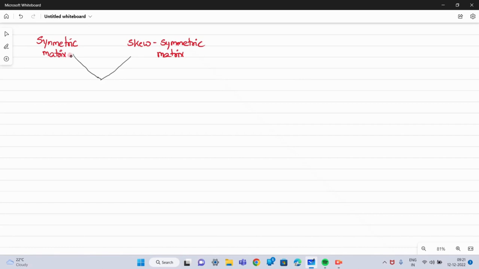Now, let's discuss the symmetric matrix and skew-symmetric matrix. A symmetric matrix is a square matrix which satisfies the condition A transpose is equal to A. A skew-symmetric matrix is also a square matrix which satisfies the condition A transpose is equal to minus A. Now, here in this, all diagonal elements will be zero.